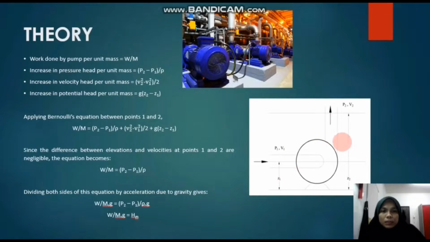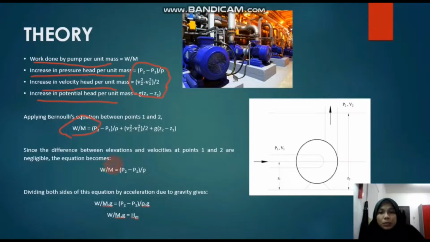Considering the pump in this figure, the work done by the pump per unit mass of the fluid, which gives the equation W over M, where W is the work done and M is the mass, will result in the increase of pressure head per unit mass, increase in velocity head per unit mass, and also increase in potential head per unit mass, which gives these three equations. And when applying Bernoulli's equation between point 1 and point 2, the summation of these three terms, the pressure head, velocity head, and potential head per unit mass, is equivalent to the work done by the pump per unit mass.